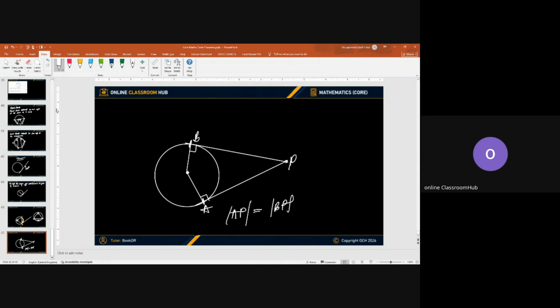So let me write: two tangents drawn from the same external point to a circle are equal.